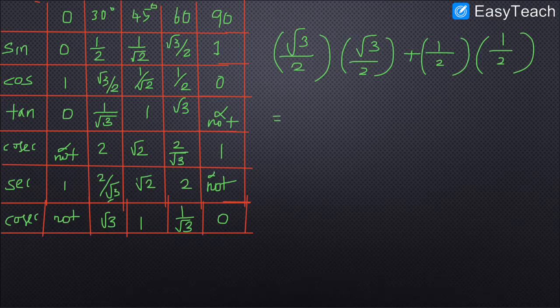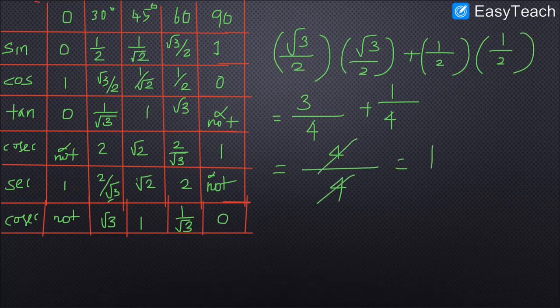So multiply these two. So we get root 3 into root 3 is 3, and 2 2s are 4. So here 1 by 4. So the common denominator is 4. 3 plus 1 is 4. So if we cancel these two, the answer is 1.